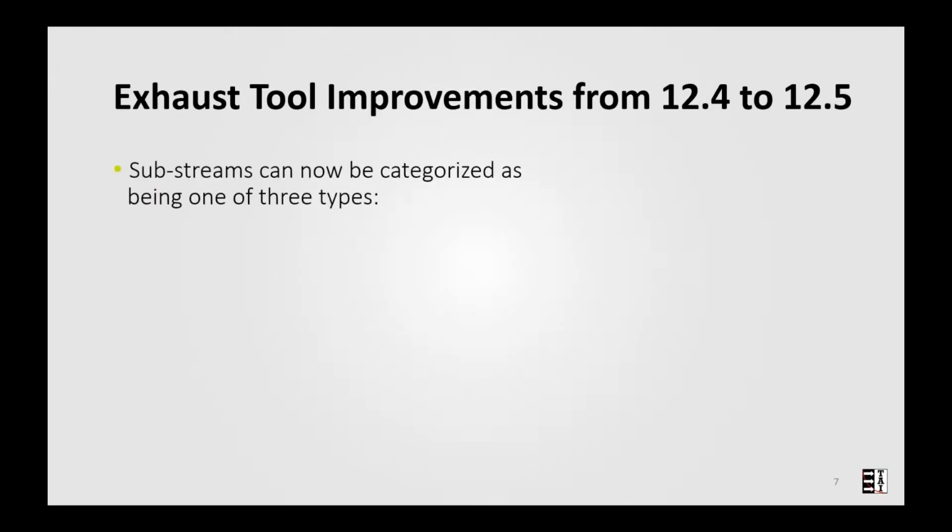Improvements have been made to the exhaust substreams, granting the user a much more simplified approach to choosing inlets and outlets of a stream. There are now 3 options to handle this. There's the single inlet, single outlet option, which was the old method that is still available in 12.5. This would be acceptable for any straight section of pipe in your exhaust system.